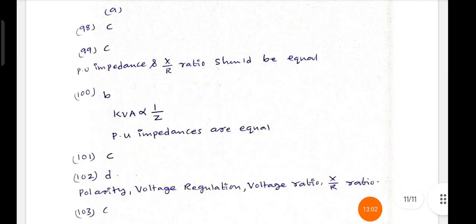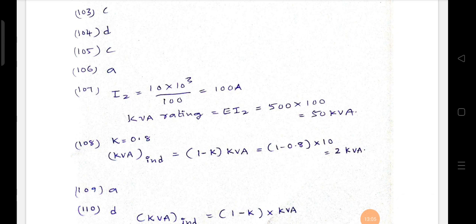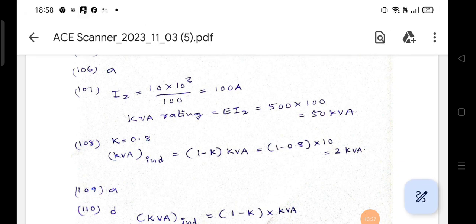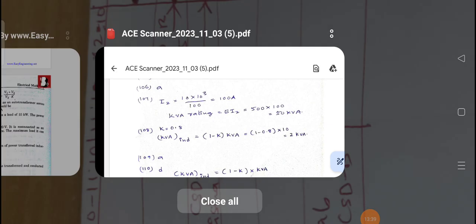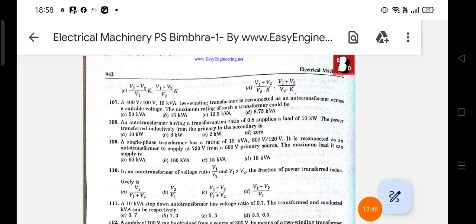From the given KVA rating, what is given? KVA rating is given, right? KVA rating is nothing but V1 into I1, that is equal to E2 I2. Secondary voltage will be 100, right? From that equation, I2 is equal to 10 into 10 to the power 3 by 100. You will get 100 amperes as the current. When the transformer is reconnected as autotransformer, the total voltage will be V1 plus V2, that is 400 plus 100, 500. Then KVA rating is nothing but E into I2, that is 500 into 100. You will get 50 KVA as the answer. That is the 107th question. First option is correct.